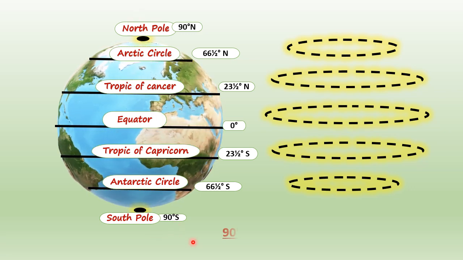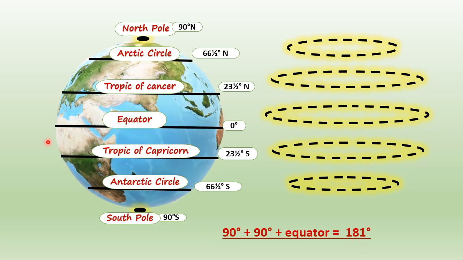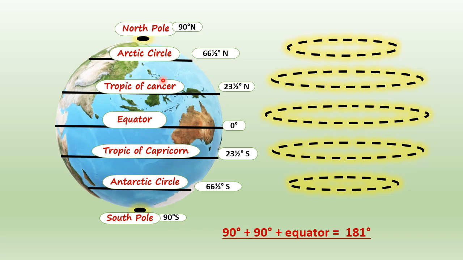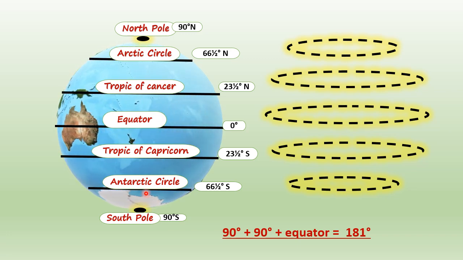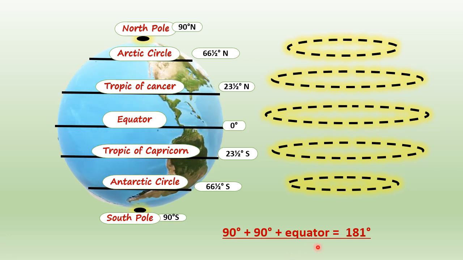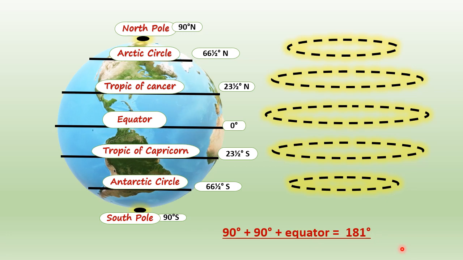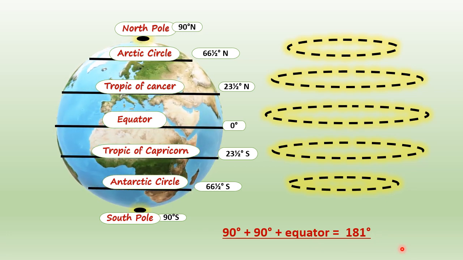And how many latitudes are there? There are 181 latitudes. Above the equator 90 in the northern hemisphere, and below the equator, in the southern hemisphere, 90. So 90 plus 90 plus 1 equator, 181 latitudes are there. This much is clear, children.